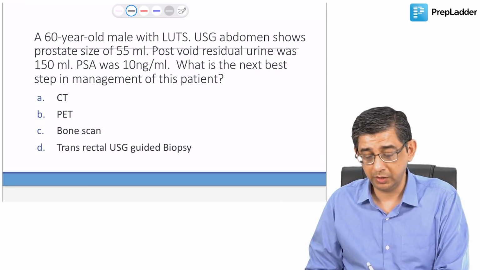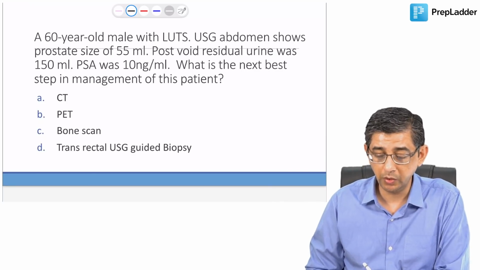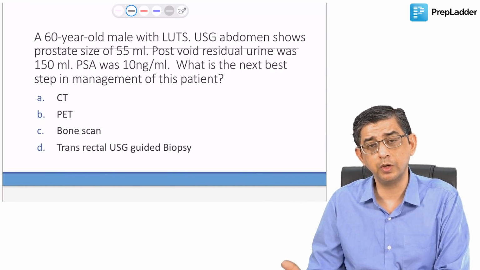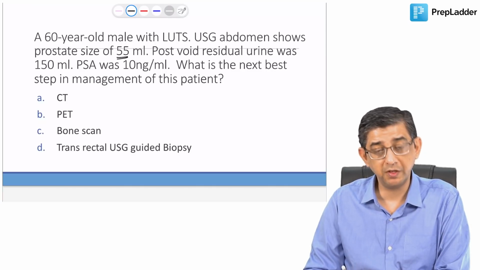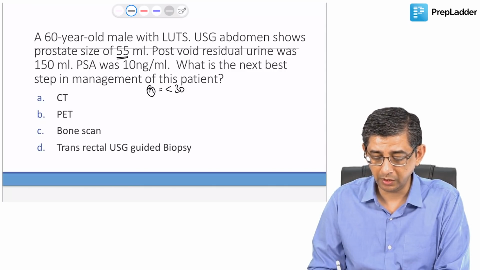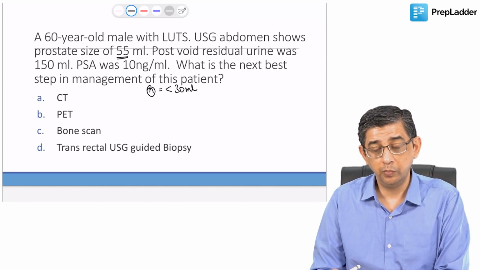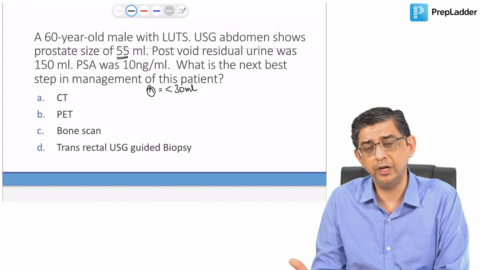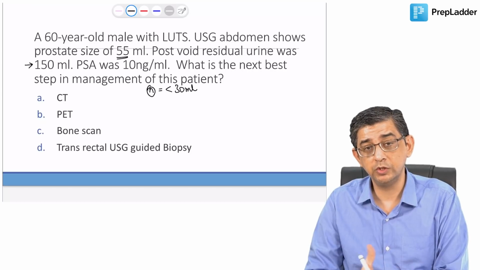The next question talks about a 60-year-old man with lower urinary tract symptoms. LUTS is lower urinary tract symptoms like dysuria, burning micturition, suprapubic discomfort. Ultrasound abdomen shows a prostate size of 55 ml. Normal prostate size is approximately a maximum of 30 ml or lesser, but in this case the prostate is almost reaching 2x of normal. Post-void residual urine: in a normal person there is minimal, maybe 10 ml, 20 ml residual urine, but here it is a huge 150 ml. PSA was grossly elevated.